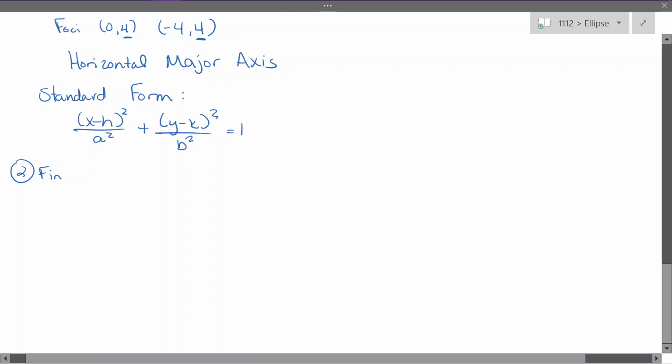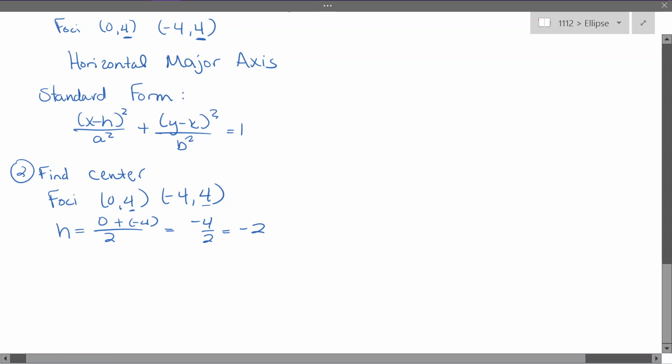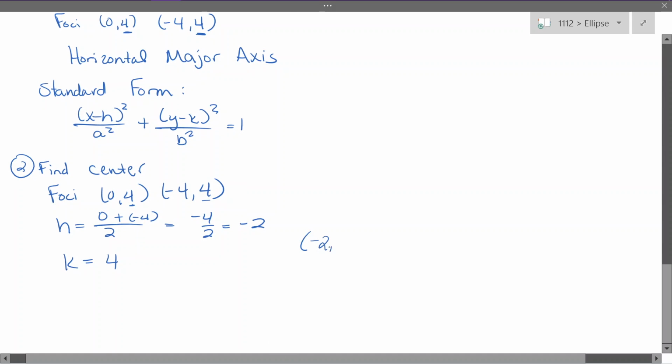Next, we want to find our center. Our center is midway between our foci, which are (0, 4) and (-4, 4). Here we don't need to worry about our y-coordinate because our foci and our center all lie on the major axis, which is y equals 4. So our h is going to be 0 plus -4 over 2, which gives us -4 over 2, which is -2. And our k is simply going to be 4. So our center is at (-2, 4).